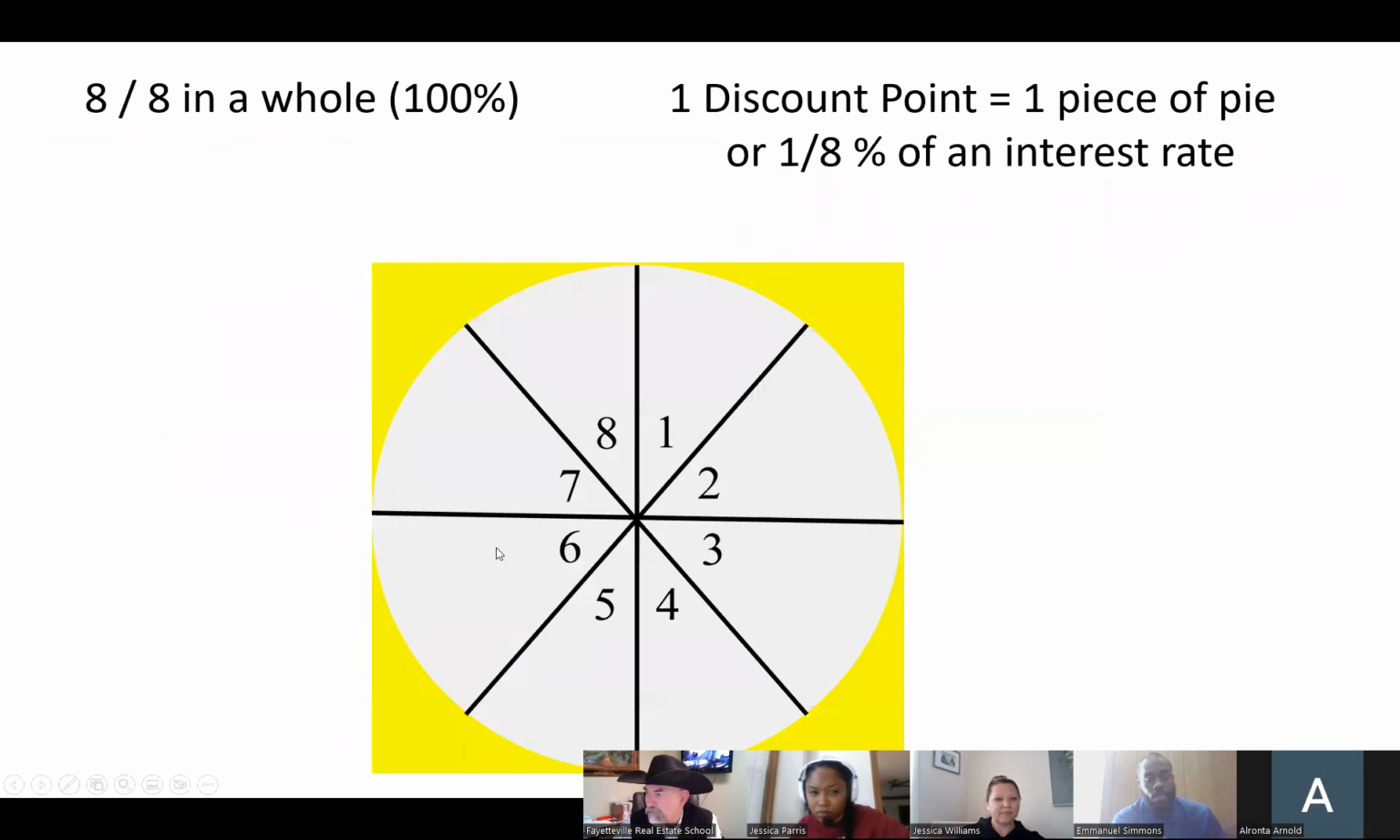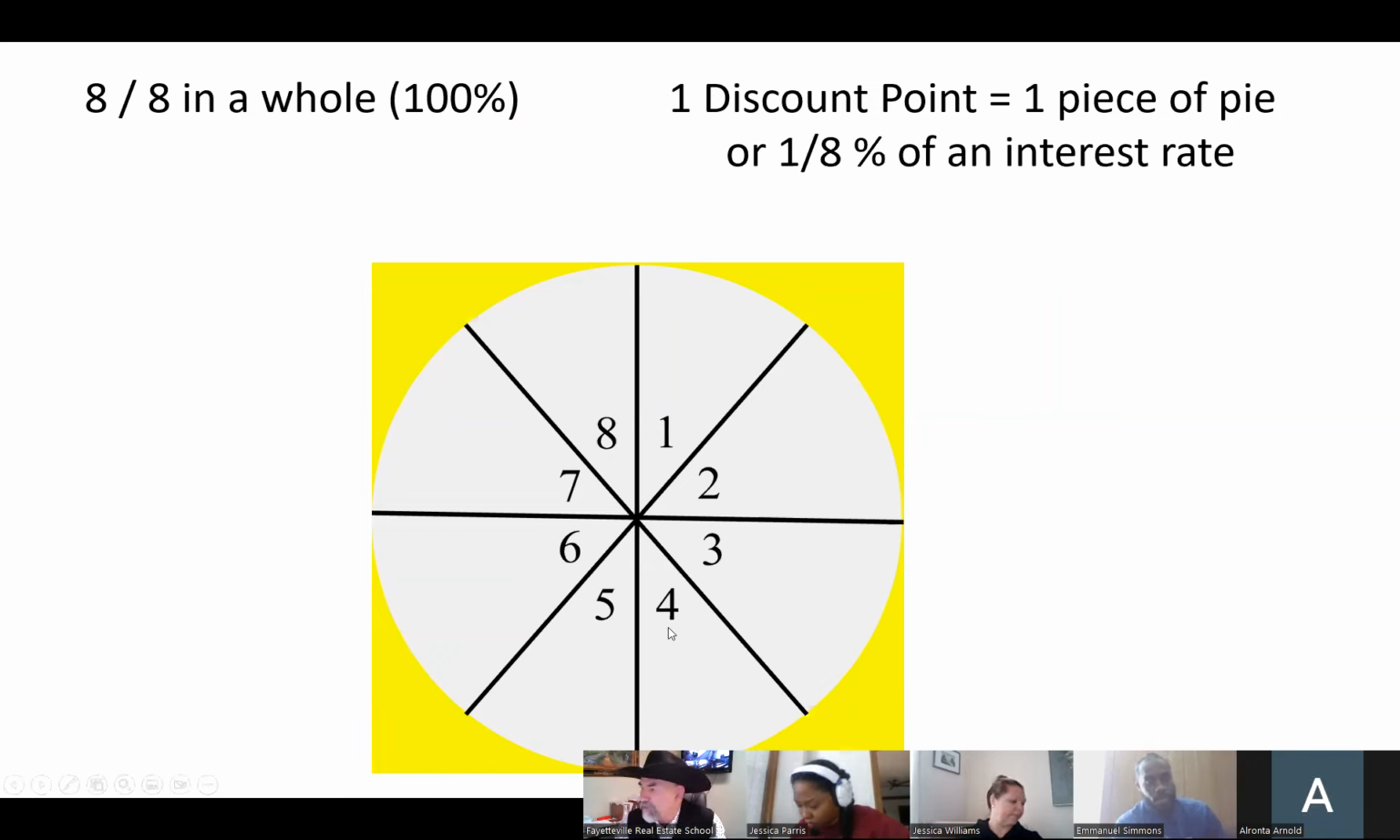Let's go and show you how discount points work. This is a pie that I drew here. Discount points are in eighths. Eighths is a fraction. 8/8, if you see at the top left here, equals a whole or 100% of the pie. All right, one discount point equals 1/8% change in interest rate.